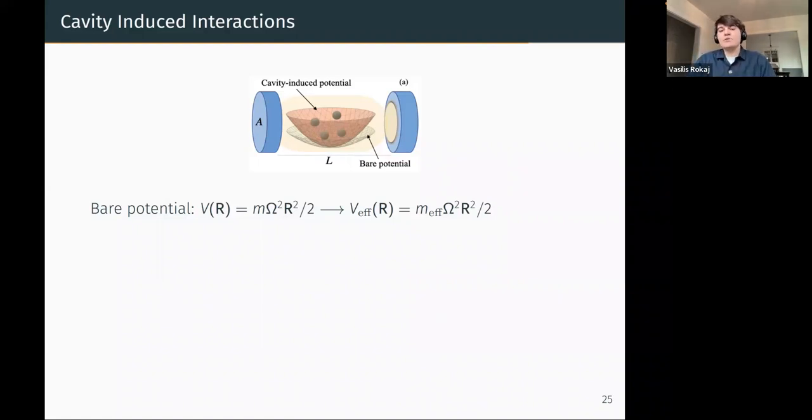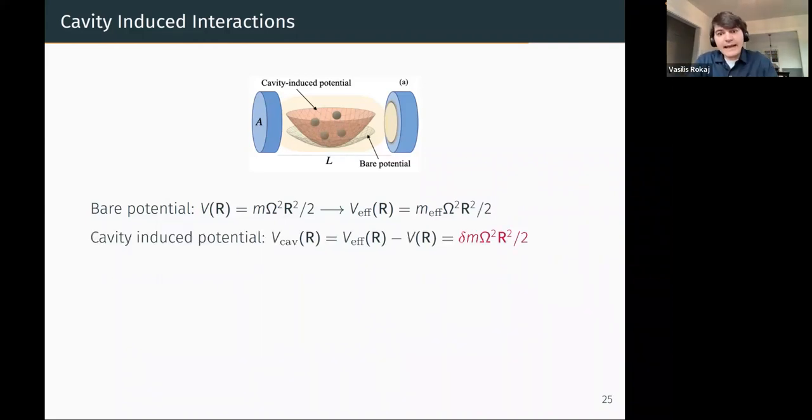And essentially, if you replace this in your system, so if you put V effective of R instead of V of R, you will just get the same density for the center of mass, okay? And now from that, if you take the difference between the two, you can find the contribution coming from the cavity. So you can get the cavity-induced potential.